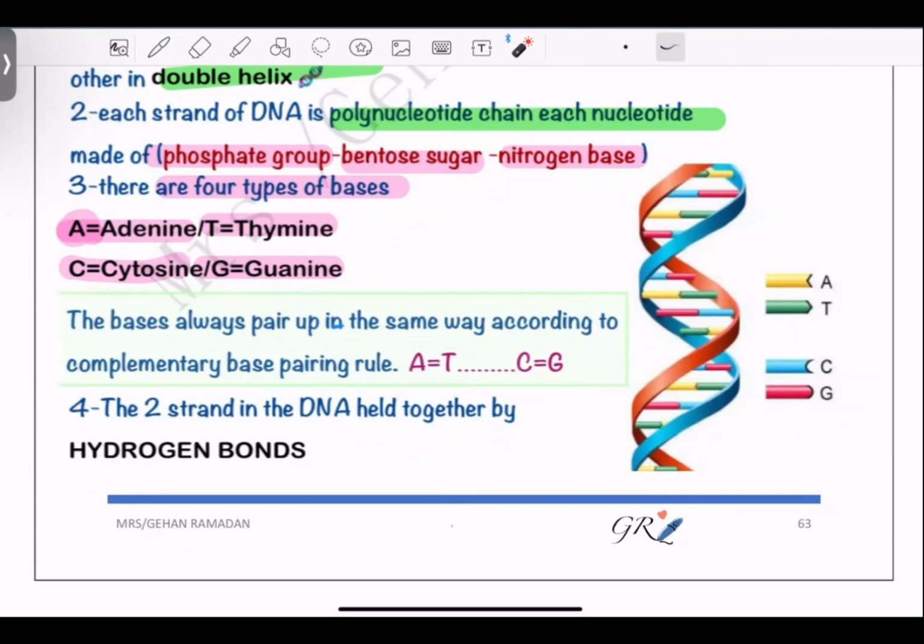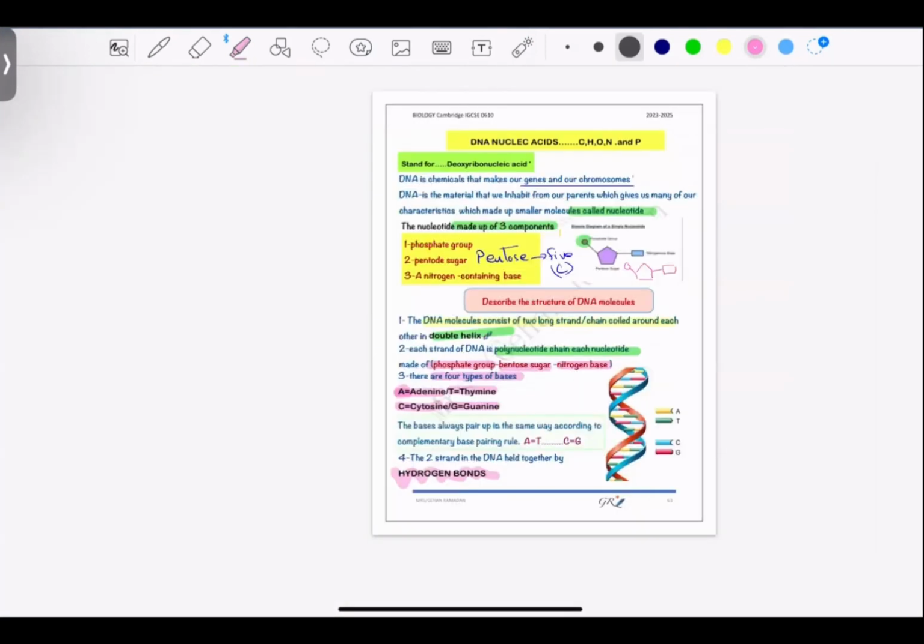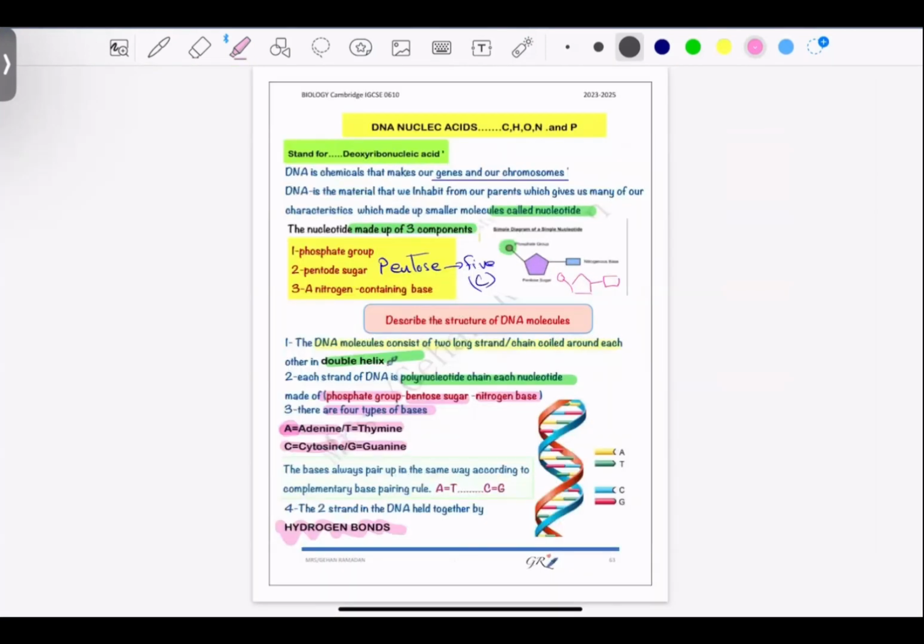The two strands here in the DNA, for example, we have A with T and C with G. The two strands are held together by a bond, and this is very, very important. What is it called? Hydrogen bond. It's called hydrogen bond. Okay. So far, any doubt? No. Okay. So now we have finished, alhamdulillah, the biological molecules.